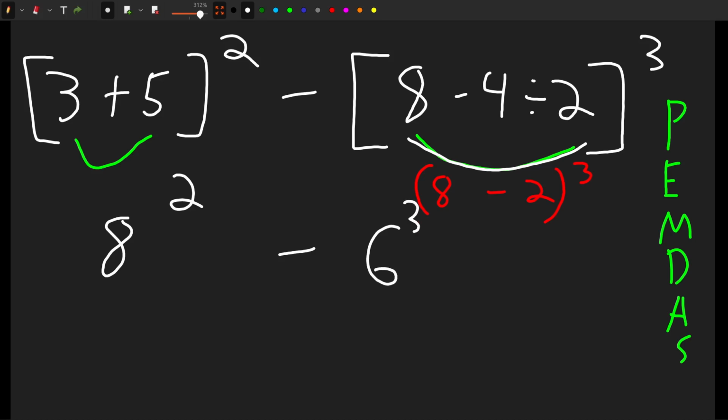Right. That takes care of the braces, and the parentheses and the brackets. I always call them braces. It's stuck with me. But it is parentheses.